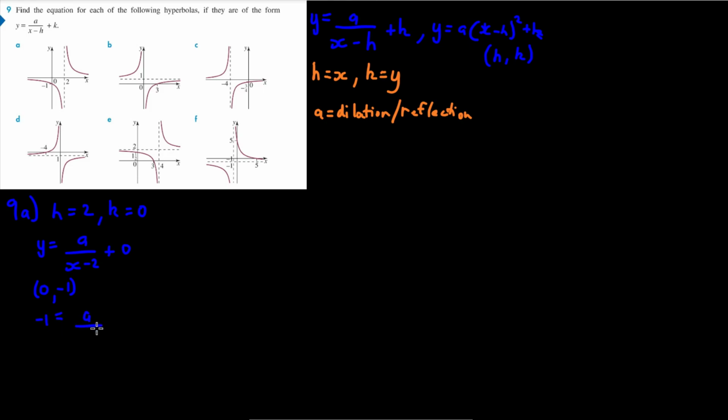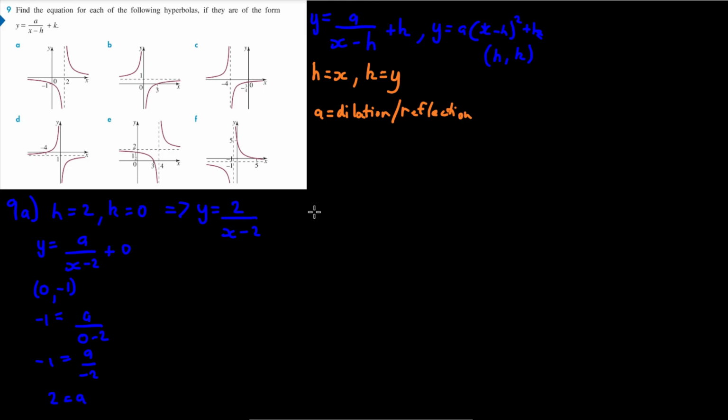Negative 1 equals a over 0 minus 2. Negative 1 equals a over negative 2. Let's multiply both sides by the negative 2. We get 2 equals a. Nice. Now, let's sub all that in. We'll get a equals 2, so we'll have y equals 2 over x minus 2. And remember, we want an x and a y in our equation. Otherwise, we'll just get something that says 2 equals 2 or 1 equals 1, which isn't very useful. So that's a done. Let's have a look at a slightly more complex one now.